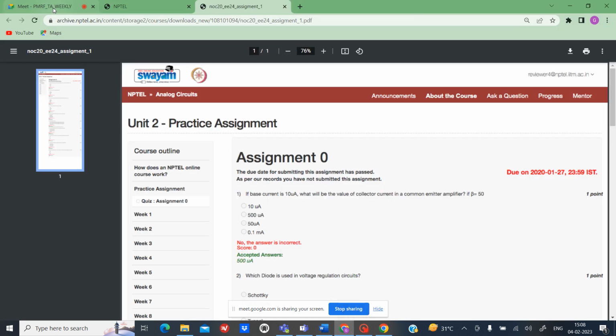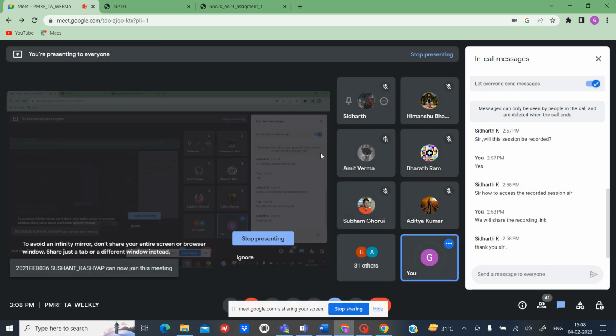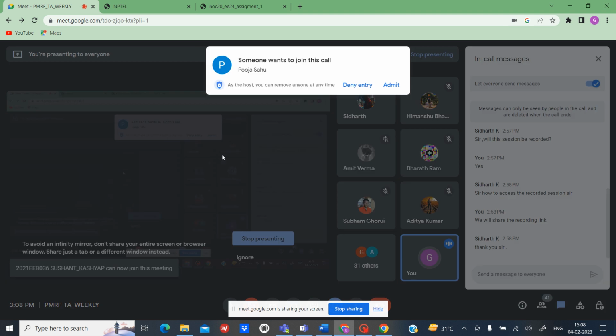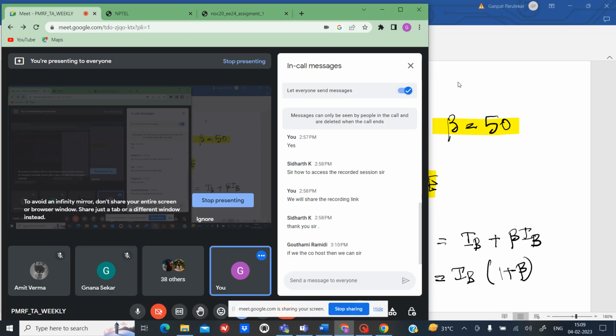Can others also accept the request? Yes, other participants can also accept the request, right? Hello? Yes, you can also accept the request if somebody wants to be admitted, because every time I have to go back and accept. Is that possible for you, students? No, sir. Okay, fine. Then I will minimize this to the side and then I will show you.